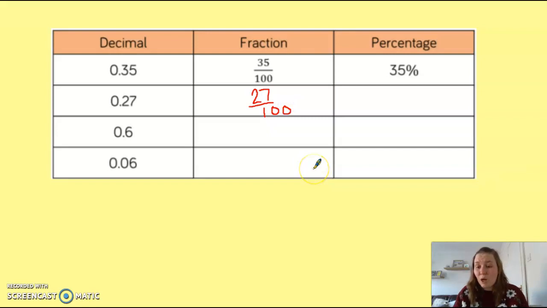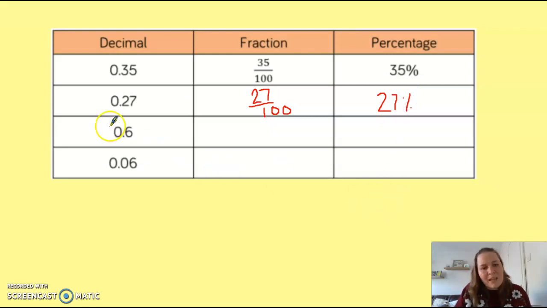So have a little go. If you're feeling confident, pause the video, try and fill in the blanks of that table before I explain it. If you're not feeling confident, just wait and listen, I'll talk you through it. Okay, so 27 hundredths, I've now got to write that as a percentage. It's out of 100, so we're cool. I'm going to transfer it straight to percentages, 27%.